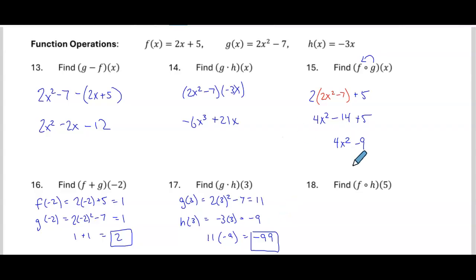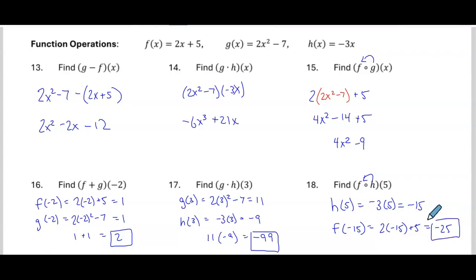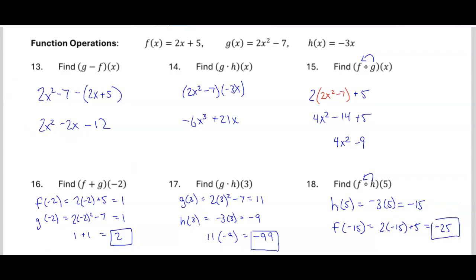All right. Number 18, f of h. So h will get plugged into f. Let's solve h first so that we know what to plug into f. So h of 5 would be negative 3 times 5. And then that means I need to do f of negative 15. So I have 2 times negative 15 plus 5, negative 25. Okay, so those are our function operation problems.